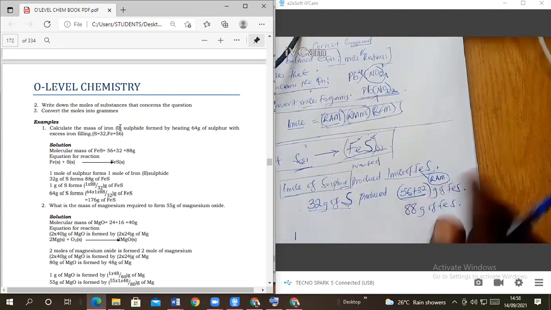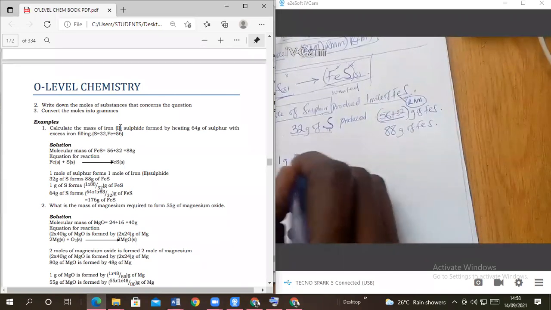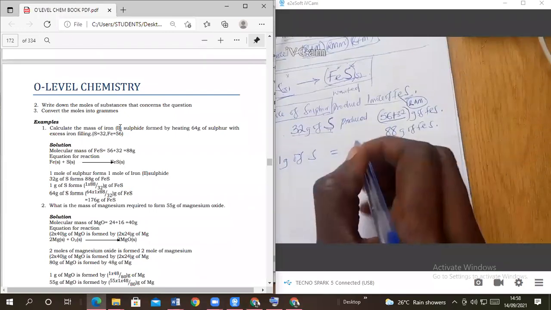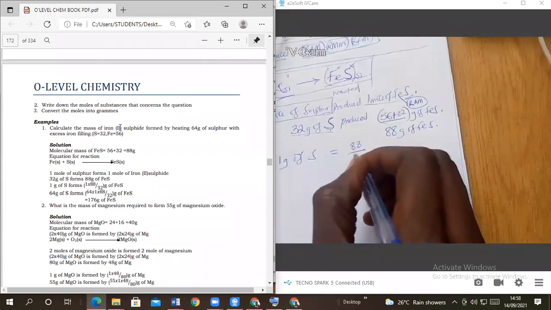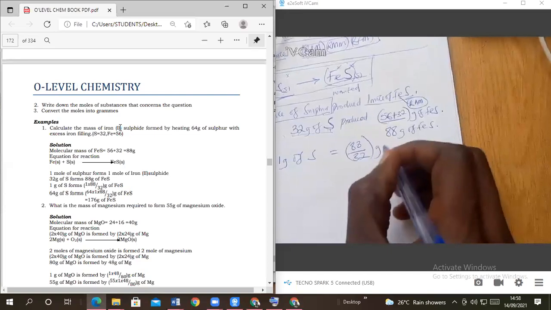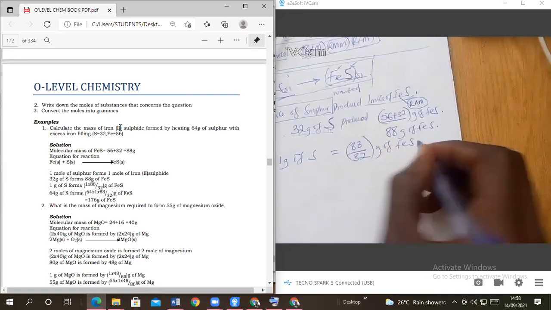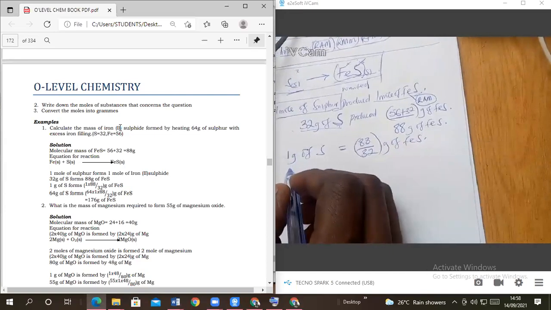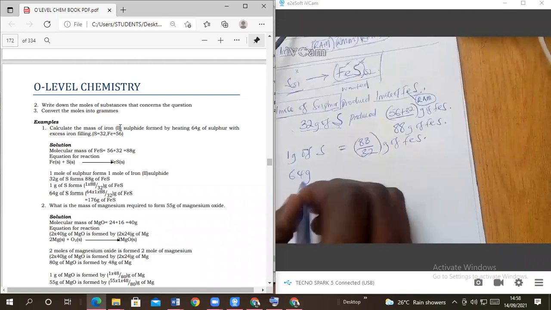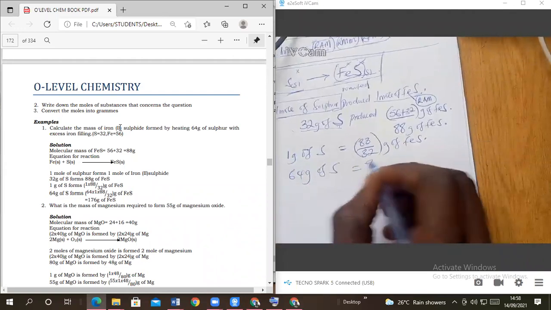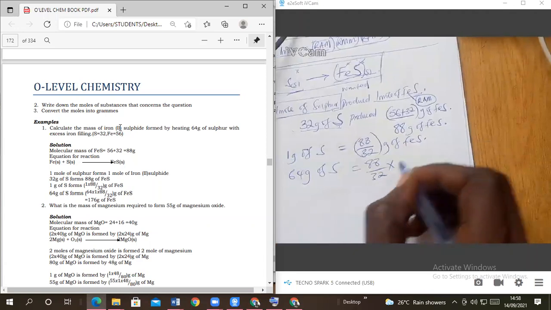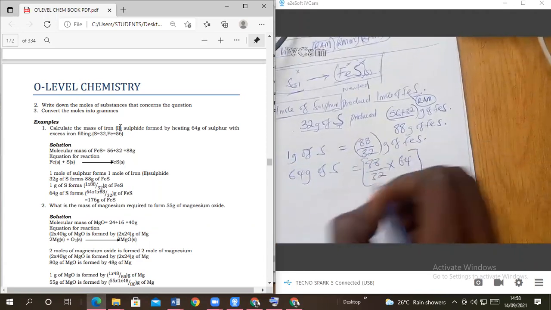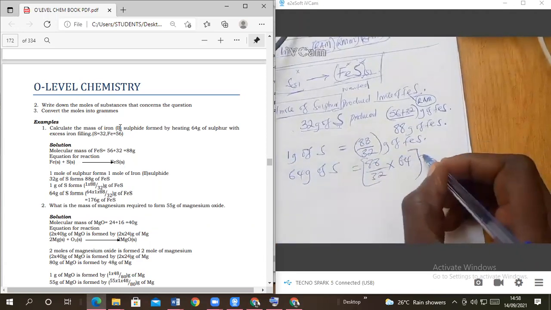What about 1 gram of sulfur? It gives 88 divided by 32 grams of iron sulfide. What about the mass of sulfur given, which is 64 grams of sulfur? It gives you 88 divided by 32 times 64. What is the answer there?